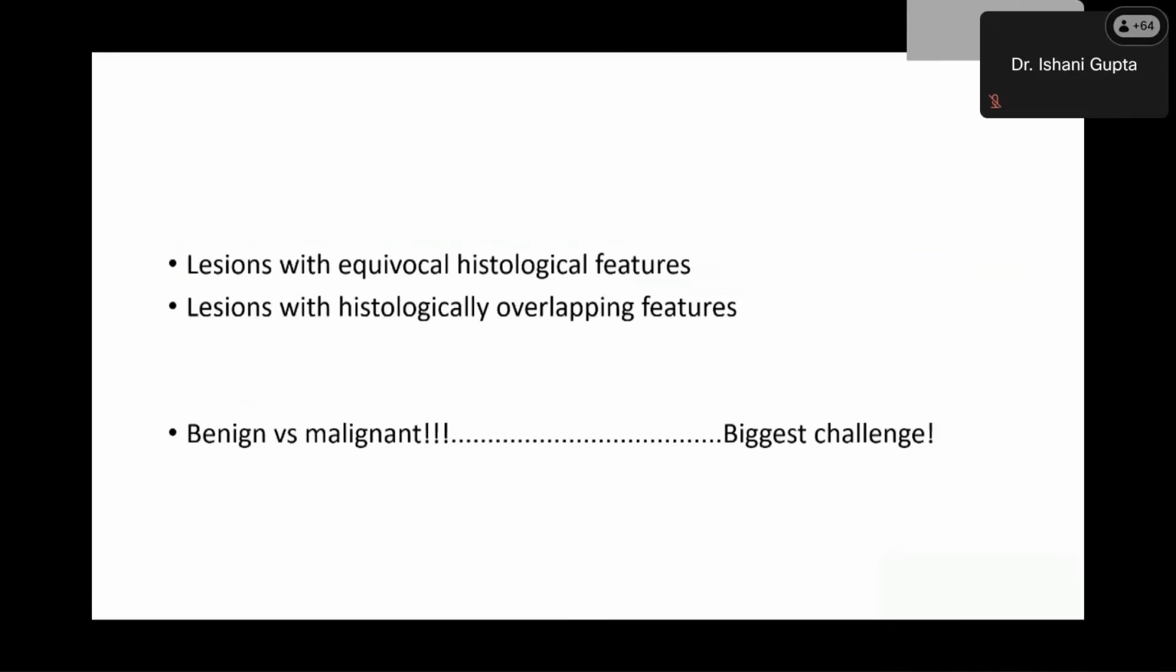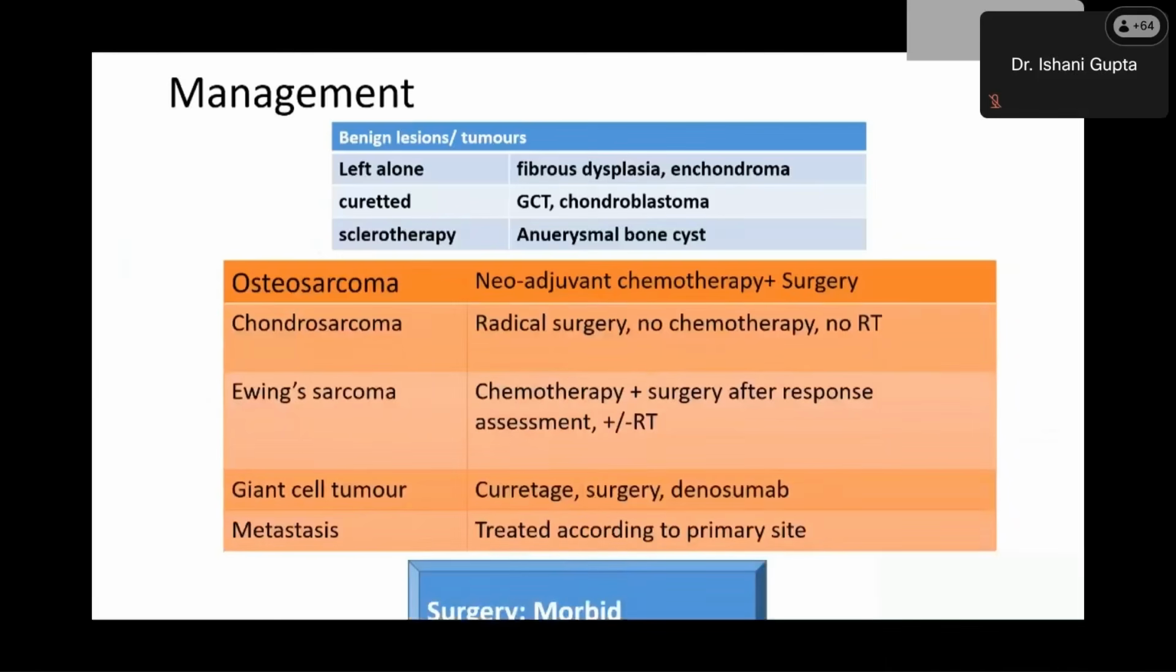So the lesions, we are faced with lesions with equivocal histological features. Like we don't know what category of tumor it is, whether it's a tumor or not in the first place. Okay, so it's a big challenge. And why is it important that you diagnose a certain bone tumor correctly?